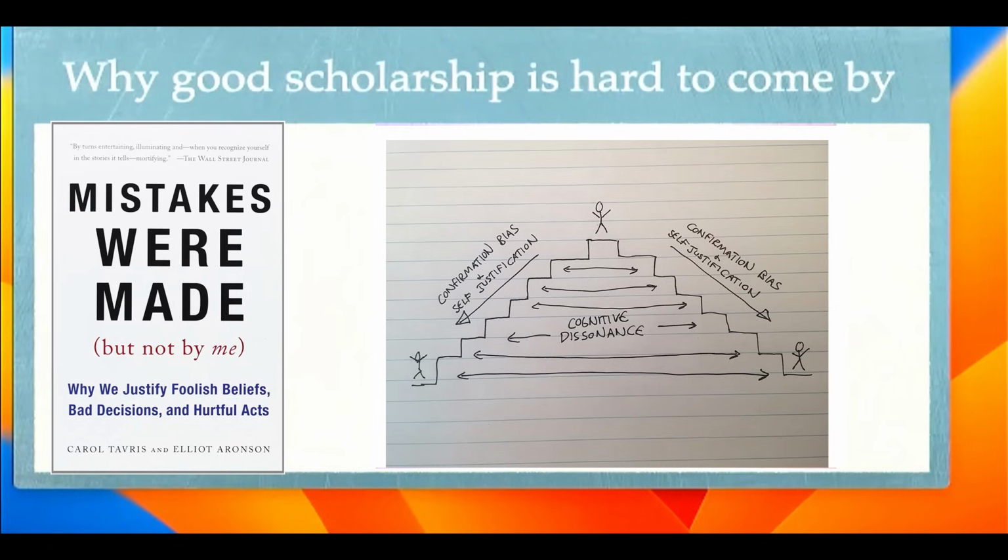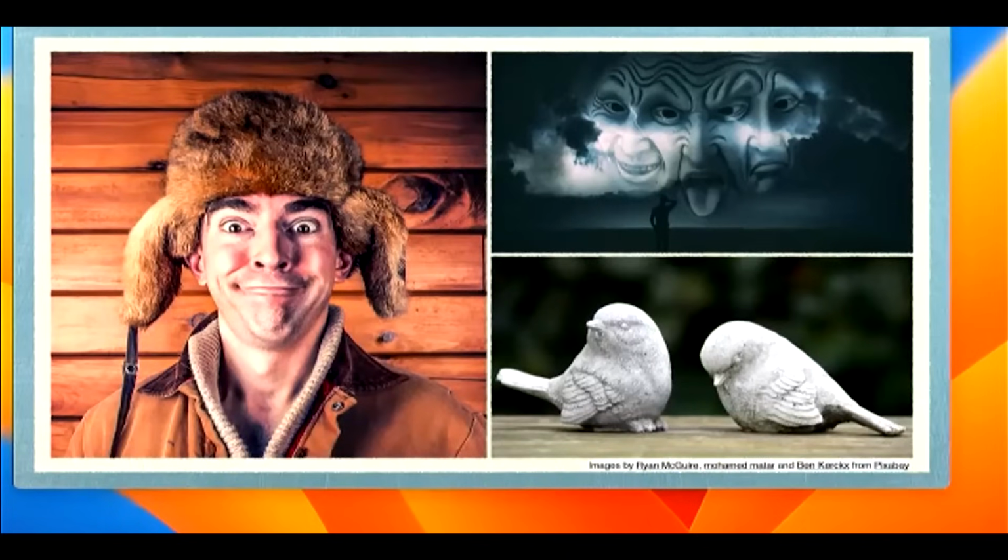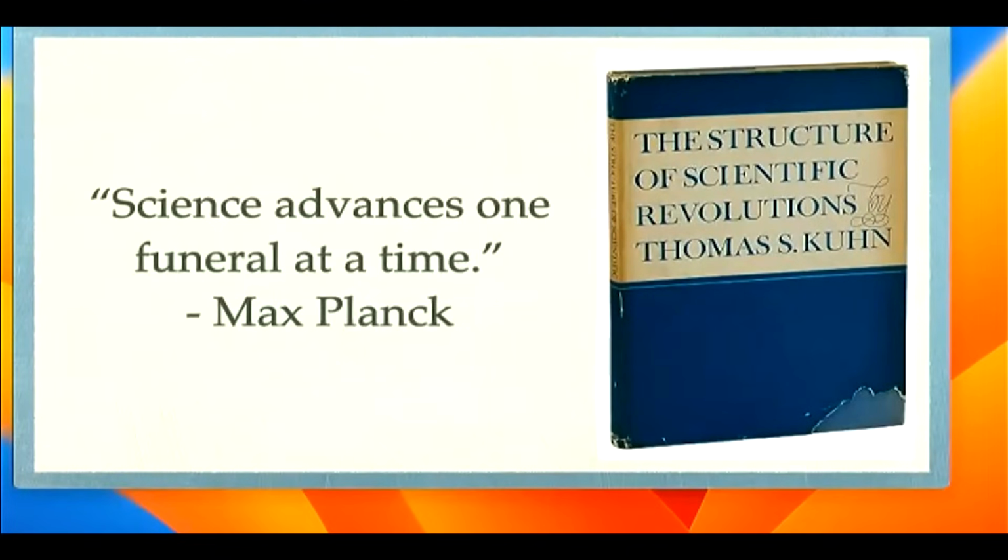And as the distance between your position and your opponent's position grows, so does your cognitive dissonance. Okay, now cognitive dissonance is very painful. Most people will go to great lengths to avoid it, including calling your opponents conspiracy theorists, mocking them, or just completely ignoring them. What Thomas Kuhn said about scientific paradigms in The Structure of Scientific Revolutions, and what Max Planck said here about science, is true of the humanities too. It's true of all areas of human knowledge because of our tendency to be prey to confirmation bias and our strong desire not to admit we were wrong.